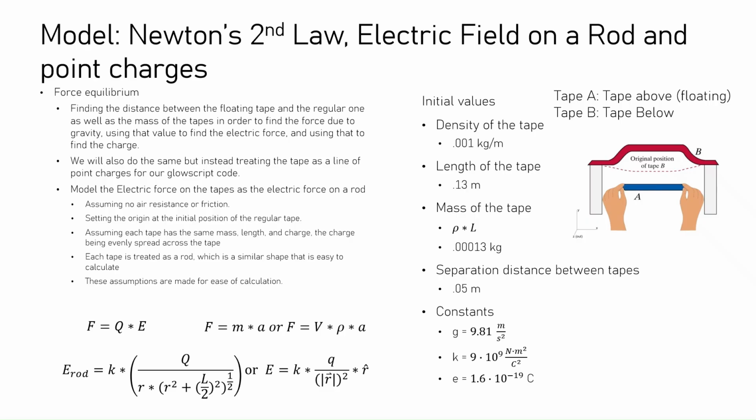Specifically for a rod and the line charge, we assume no air resistance or friction, and the origin is at the initial position of the regular tape. Each tape has the same mass, length, and charge, evenly spread across the tape, and each tape is treated as a rod, which is a similar shape to the tape and easy to calculate. It's kind of the same for the point charge one, but that's more in the GlowScript code. These assumptions are made for ease of calculation. The equations are below, and the initial values are on the right, specifically the density, length, mass, separation distance, and constants.